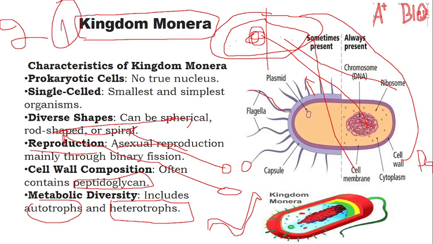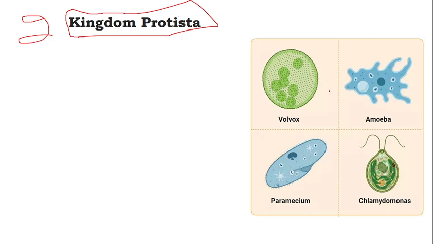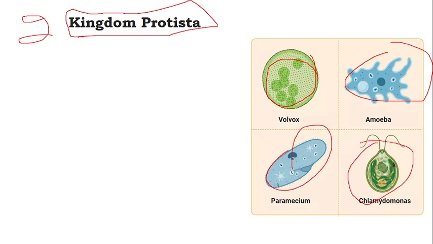Now we can go to kingdom number 2, called kingdom Protista. It starts with usually unicellular organisms. You are seeing here the examples: Amoeba, Paramecium, Chlamydomonas, or Volvox. All of these are only a single organism, only a single cell. So when we say unicellular, this is what we are talking about.